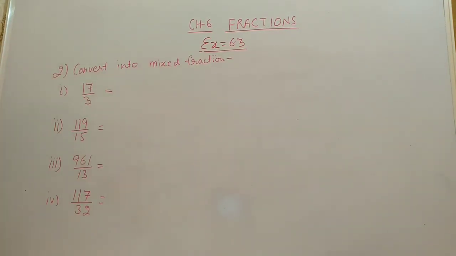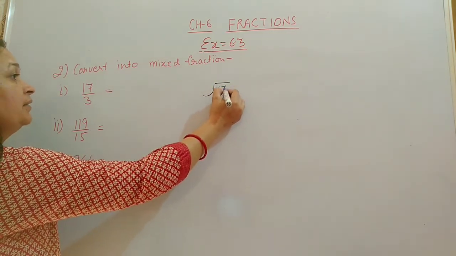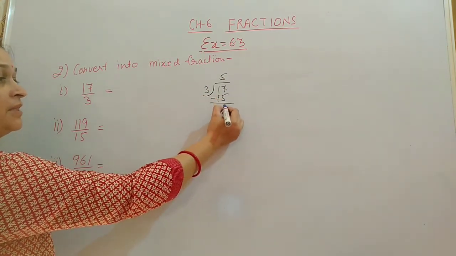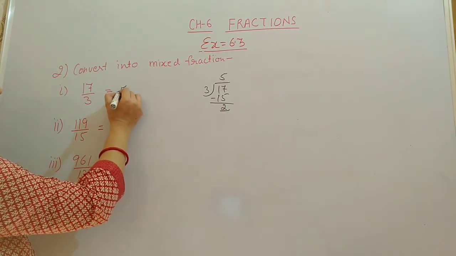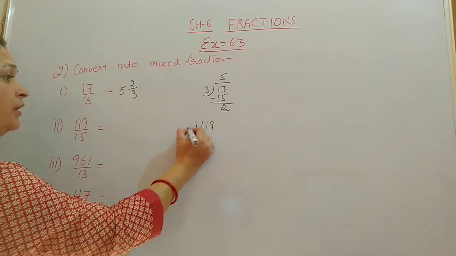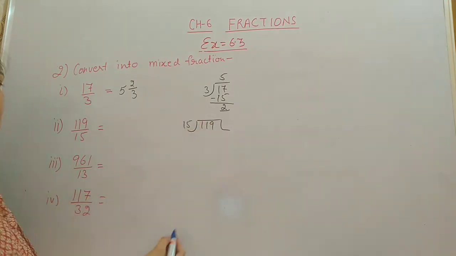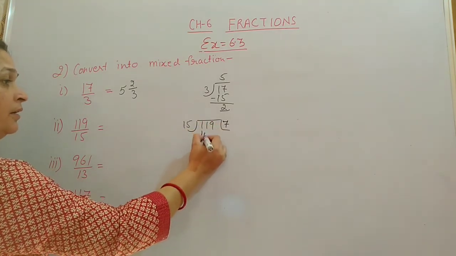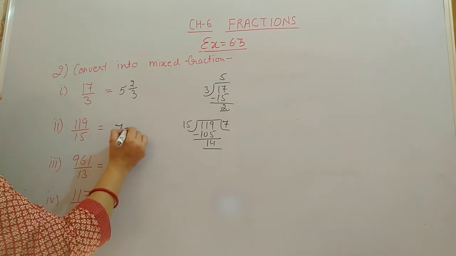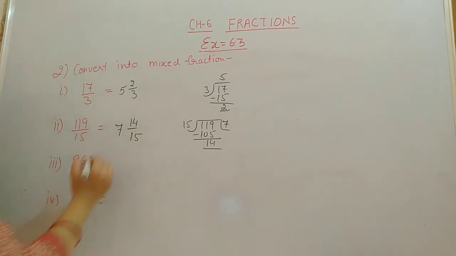Next, question number 2, convert into mixed fractions. We have to divide and convert into a mixed fraction. First, divide 17 by 3. 3 fives are 15. Do the subtraction: 17 minus 15 is 2. So the mixed fraction is 5 whole number 2 by 3. Next one is 119 by 15. You have to divide 119 by 15. 15 sevens are 105. Do the subtraction: 14. So the answer will be 7 whole number 14 by 15.